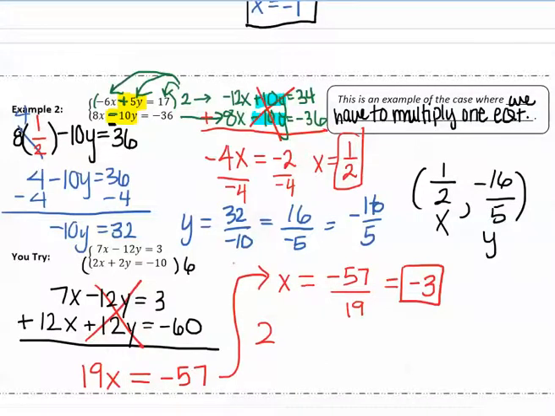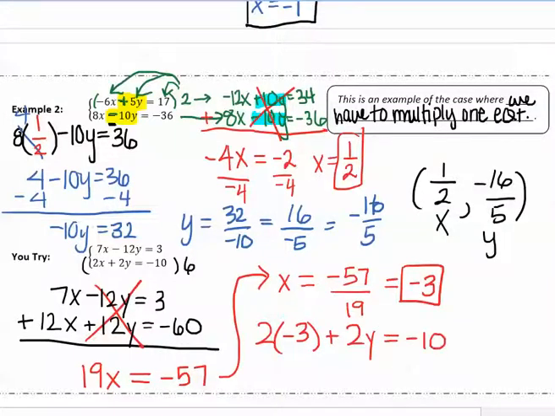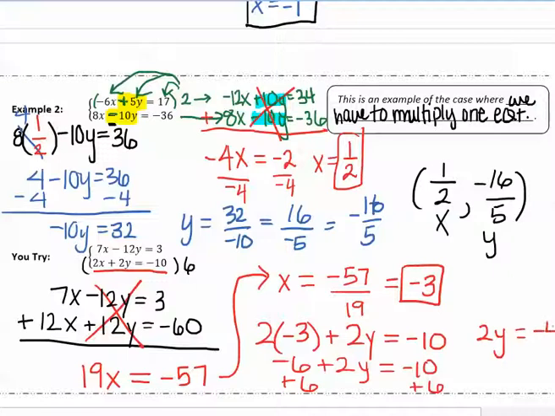So 2 times x, which is negative 3, plus 2y is equal to negative 10. So I'm using this equation right here. That's negative 6 plus 2y equals negative 10. Add the 6 to both sides. 2y will equal negative 4. Divide by 2, and we get that y is equal to negative 2. So as an ordered pair, our answer is (negative 3, negative 2).